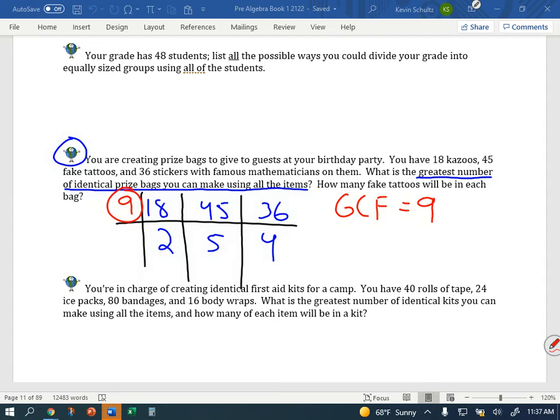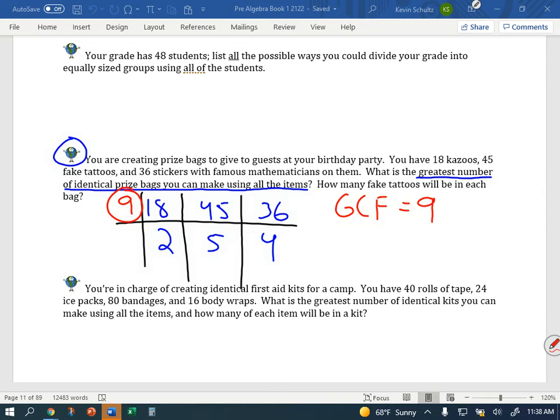So the trick with real world word problems like this is you need to know, what does my answer actually represent? Liam, what does that 9 represent? The face tattoos. It does not. The greatest common factor of these items is... Cade? Wait, what was the question again? What does that 9 represent? It's not the answer to the actual question, which is how many fake tattoos will be in each bag. Sorry? I want to know what the 9 represents. How do I know that's not my actual answer? How do I know there's more to do here?